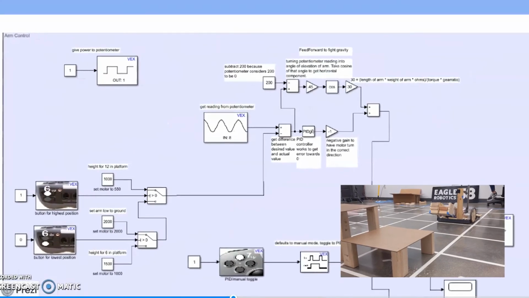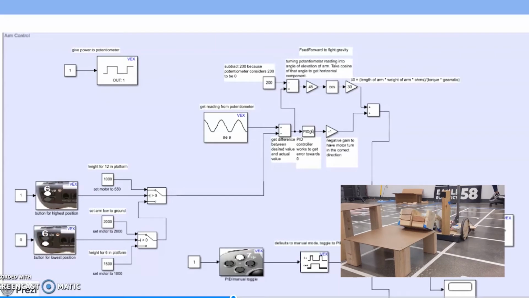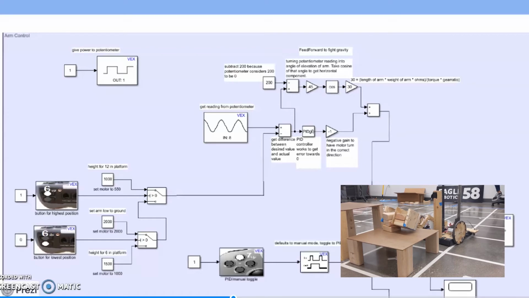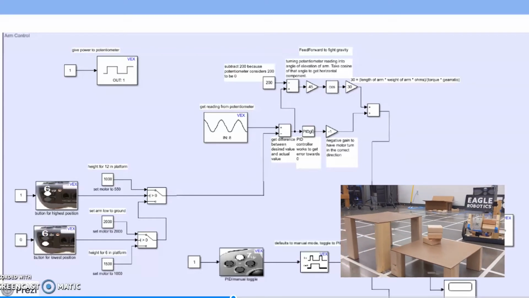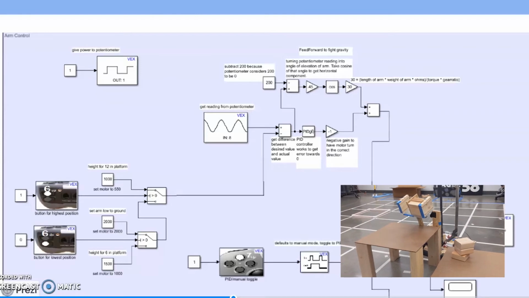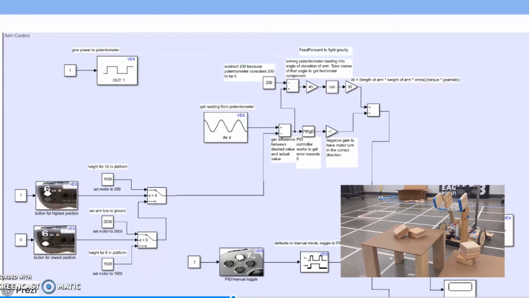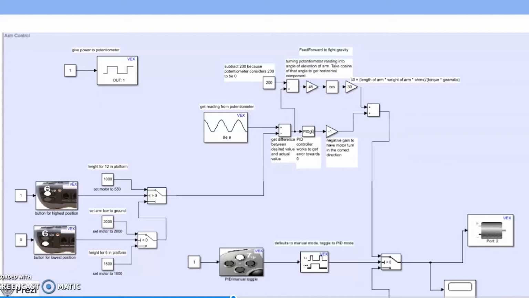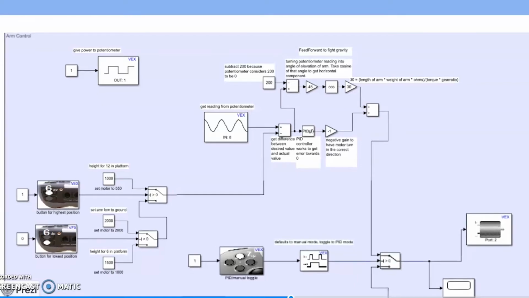We then collect the output from the potentiometer to find the difference between the desired height and the actual height of the arm. The difference is put through a PID loop to continuously calculate an error value, which determines how much the motor needs to rotate for the arm to move to the desired height. The feed-forward section calculates the horizontal component of the arm to account for gravity, which pulls down on the arm.